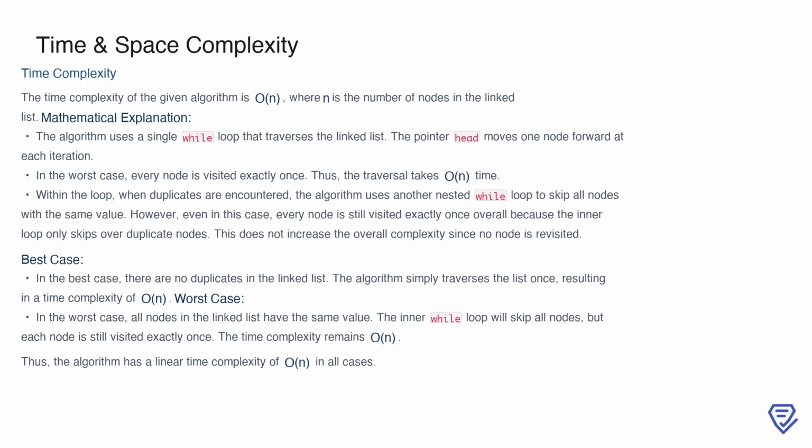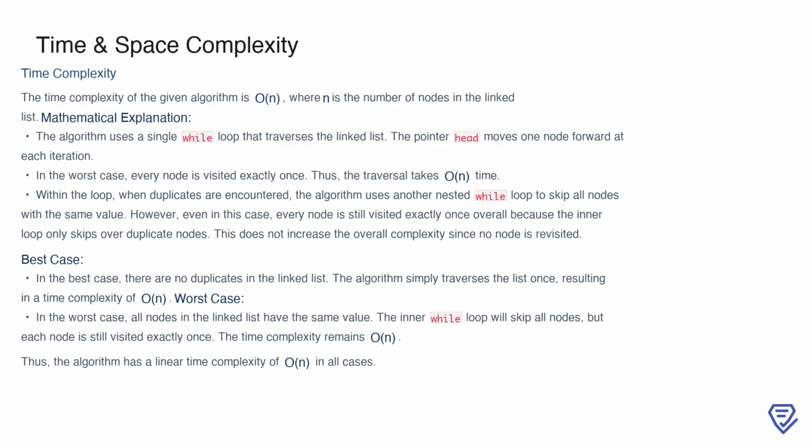The time complexity of this algorithm is O(n), where n is the number of nodes in the linked list. Let's break this down. The algorithm uses a single while loop to traverse the linked list. In each iteration, the head pointer moves forward by one node. This means that, at most, each node is visited exactly once throughout the traversal. Even when duplicates are encountered, the inner while loop simply skips over the duplicate nodes without revisiting them. This ensures that the overall traversal still only takes O(n) time.